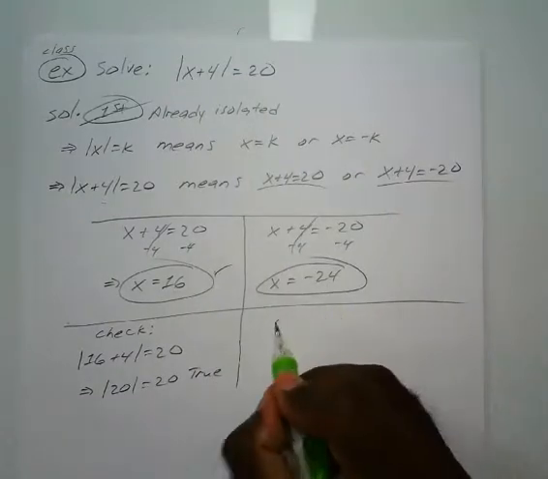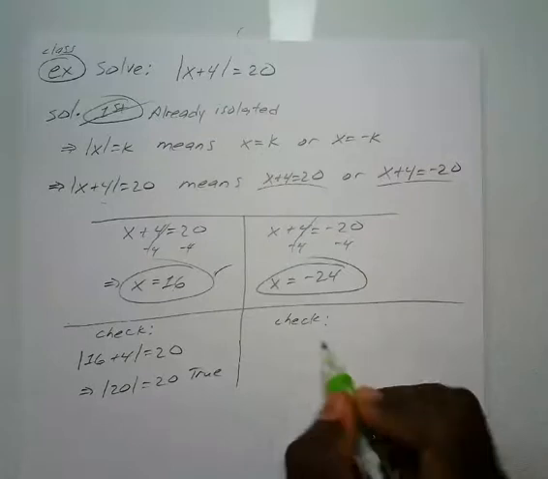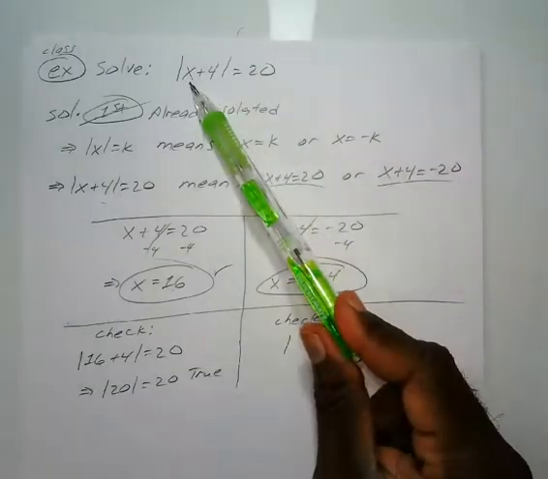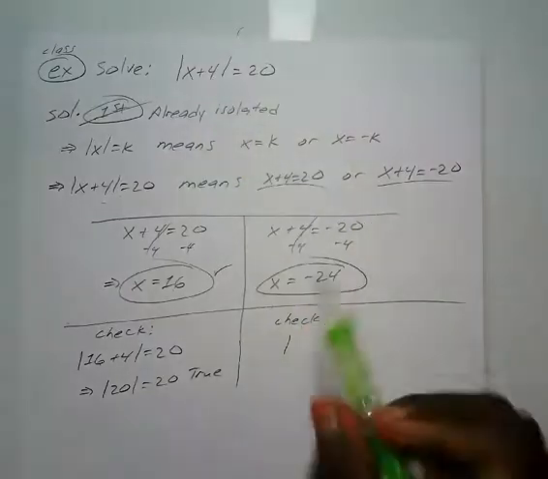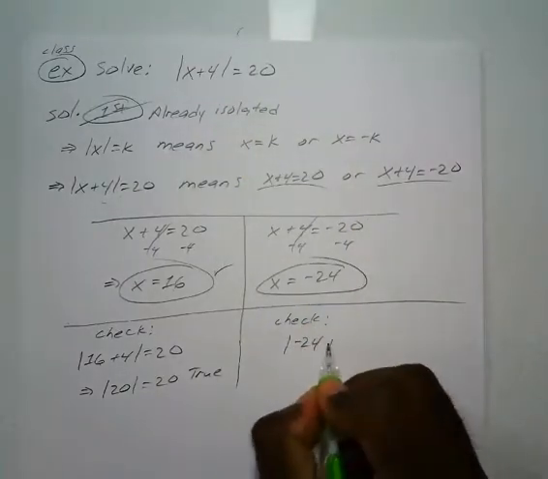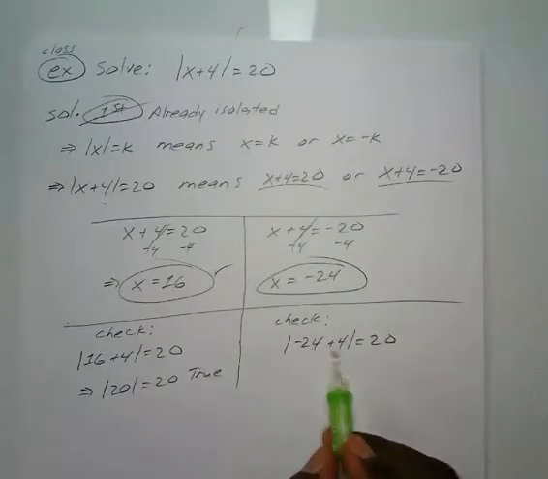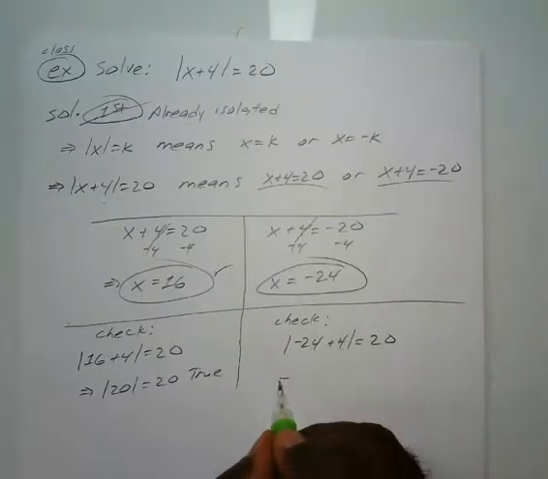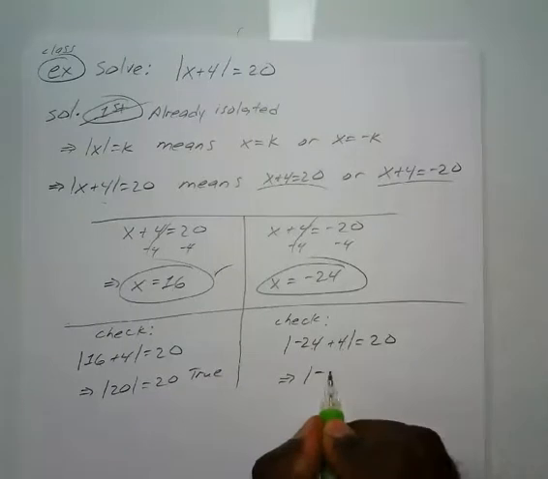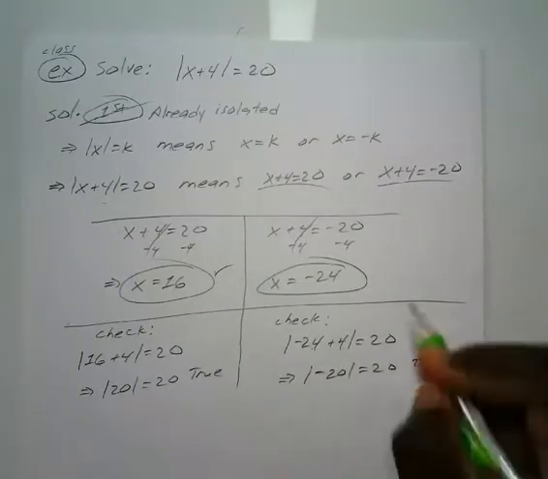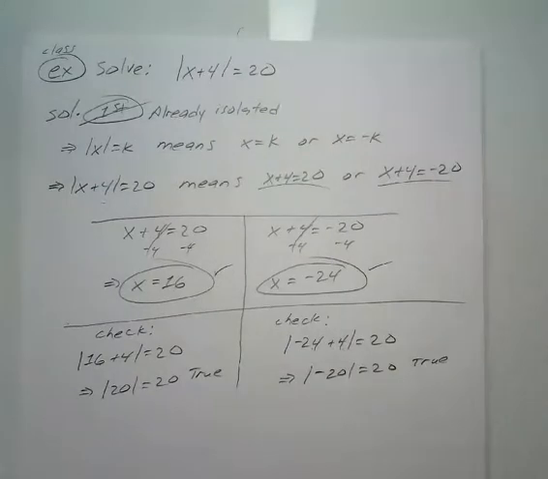What about this one here? If we check this answer, instead of 16, we have the absolute value of negative 24 plus 4. So negative 24 plus 4 is negative 20. So we have the absolute value of negative 20 equals 20, which is also true. So both of those are true answers. Well, true solutions.